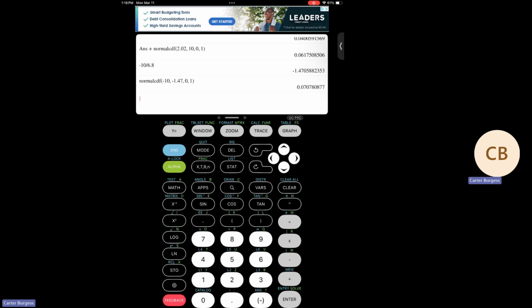What else could I have entered here into my normal CDF if I didn't want to standardize everything? Well, in this case, our lower bound of negative 10 can still work. I'm a little bit hesitant to use negative 10, though, just because that was supposed to be a z-score value, a standardized value. Let's maybe do negative a billion, just some large negative number.